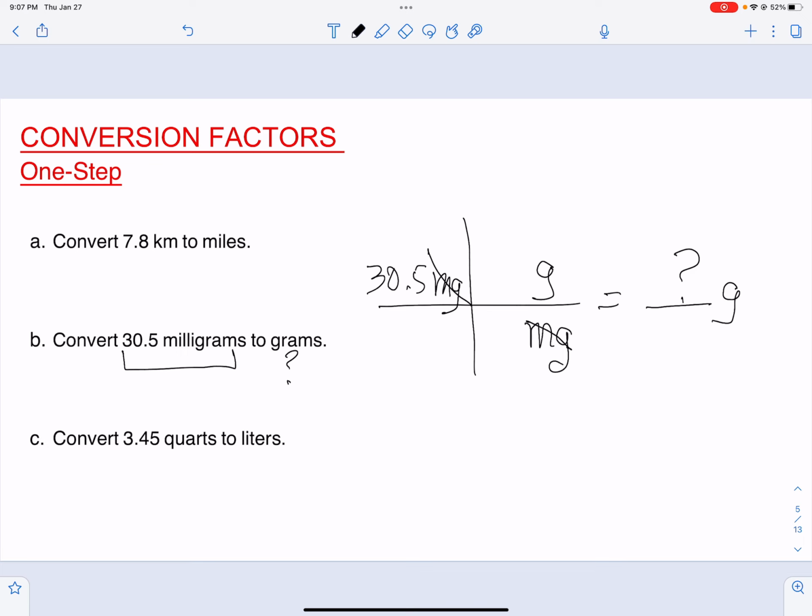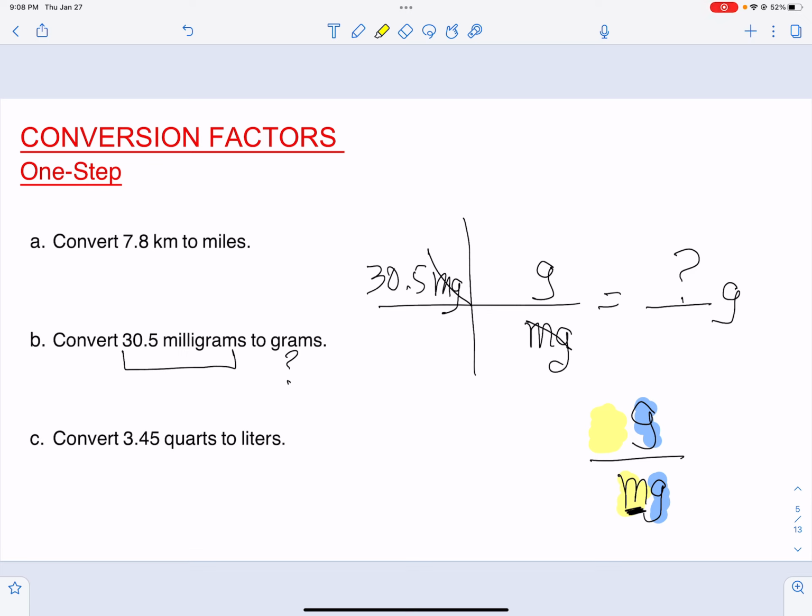And remember, I told you the number on top has to be the same as the number at the bottom. So what I'm going to do is remember the value of milli, and that's what I'm going to put in there. So I got my grams, and whatever milli means goes in there. And therefore, the one on top will be the same as the one at the bottom.